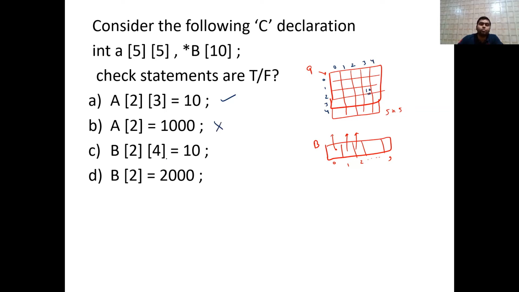Now b of 2 comma 4 is what? B of 2 comma 4 is 10. So it is not a 2D array and it is not used for value storage. It is used for address storage. So this is again wrong.